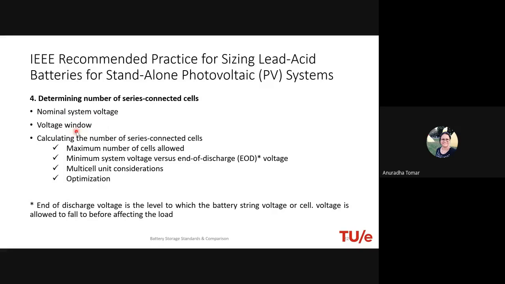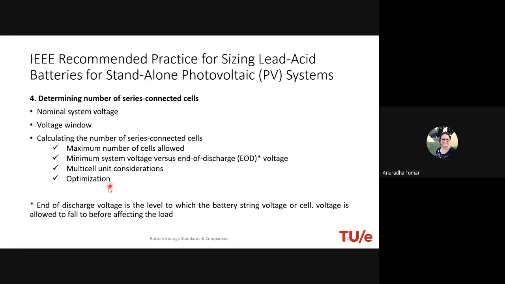Then it depends upon calculating the number of series connected cells based on the maximum number of cells allowed. For example, if we are designing this battery energy storage system for a particular location, what could be the physical size or the location, what volume is available at that particular location, and what is the end of discharge voltage there.